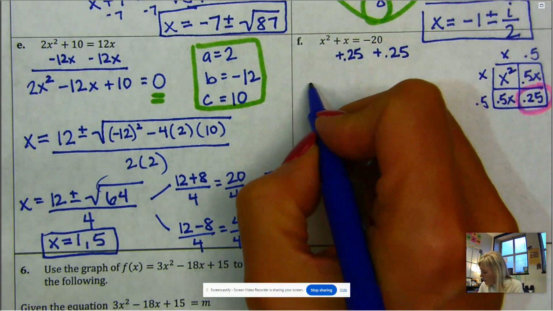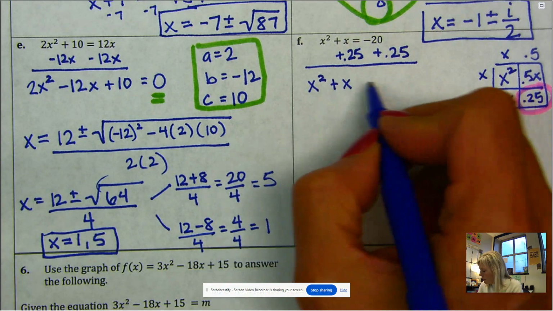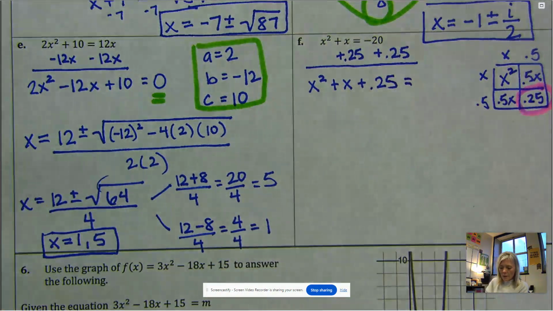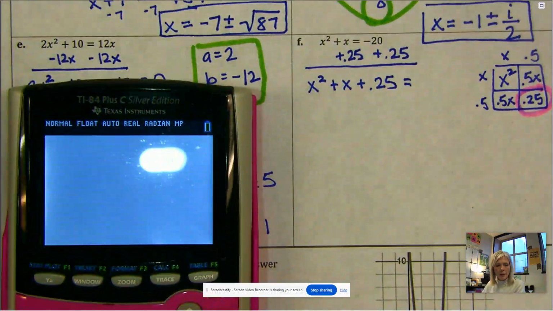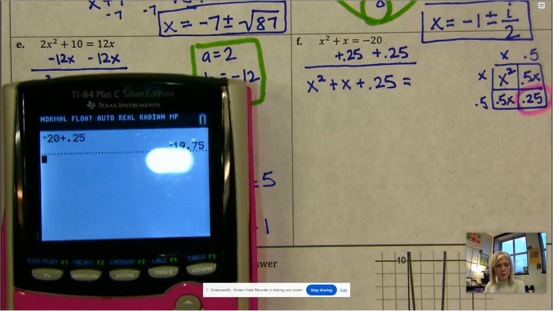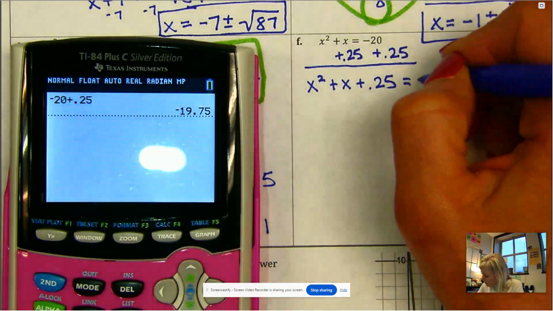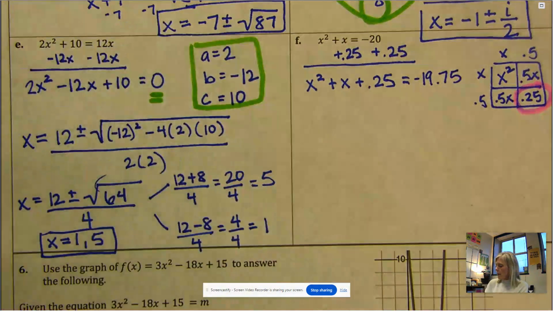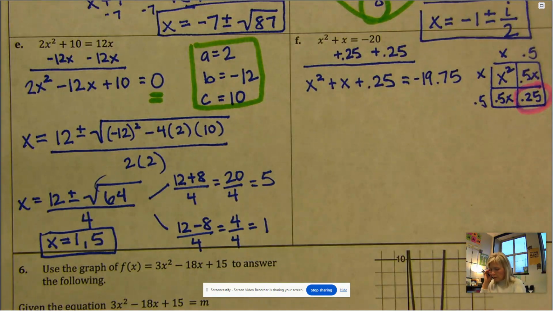So I have x squared plus x plus 0.25 equals, now just be careful here, negative 20 plus 0.25 should be negative 19.75. Negative 20 plus 0.25 is, yeah, negative 19.75, okay? And so I've already completed the square.